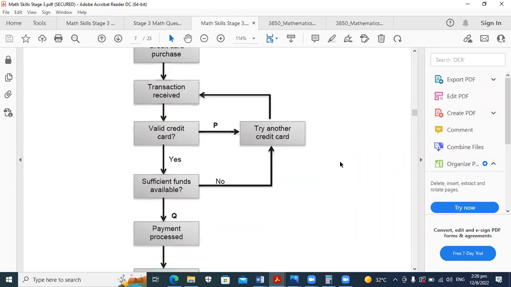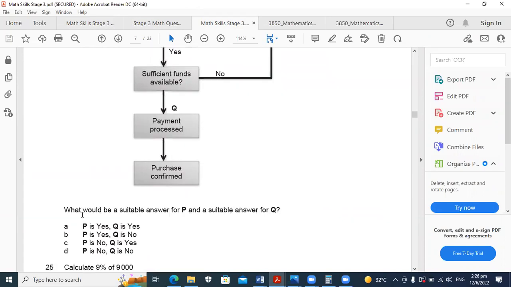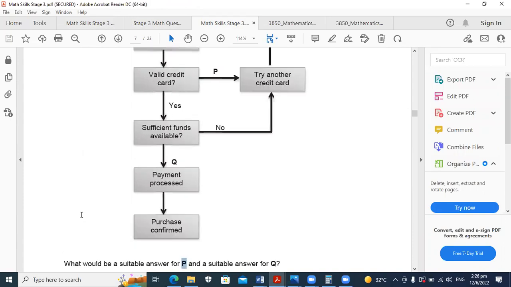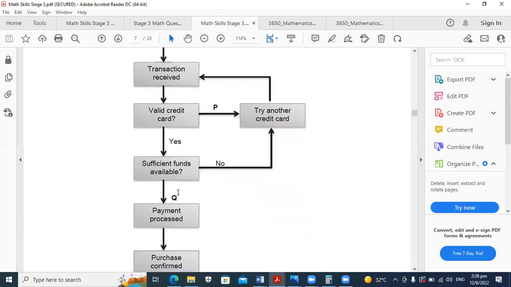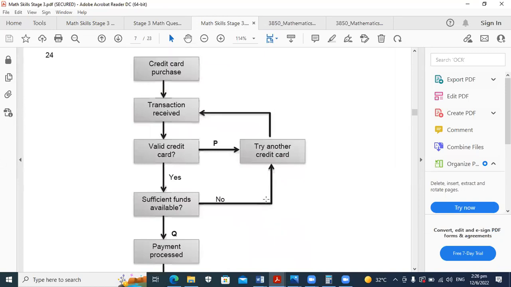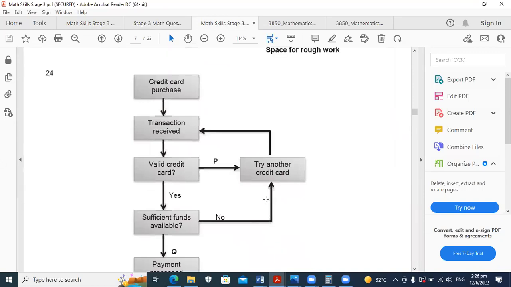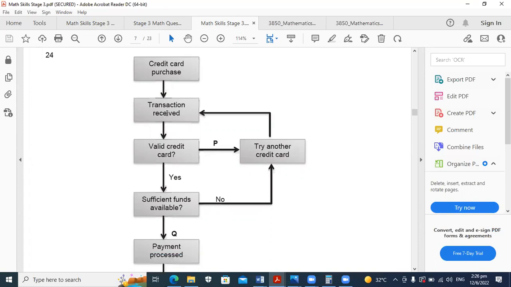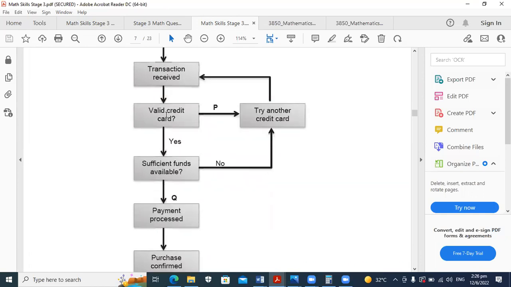Let us read the question because the questions are very large. What would be a suitable answer for P and a suitable answer for Q? So we have P and we have Q. Let's look at the flow chart now. This is like when you're using a credit card to purchase things. It says credit card purchase, transaction received, and it asks the next question: is the credit card valid?